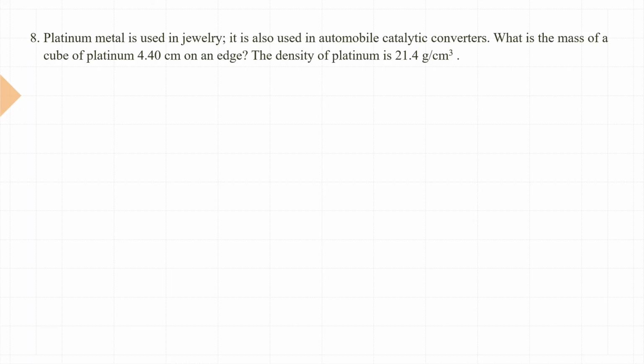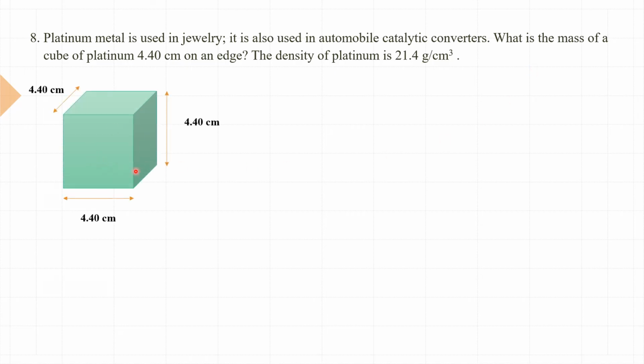Our last question is about a cubic shape. Platinum metal is used in jewelry. It is also used in automobile catalytic converters, which we use to clean up the engine exhaust. In addition to platinum, we use palladium and rhodium as catalysts. So what is the mass of the cube of platinum with one side of 4.40 centimeters? The density of platinum is given as 21.4 grams per cubic centimeter. Let's find out the mass of the platinum cube.